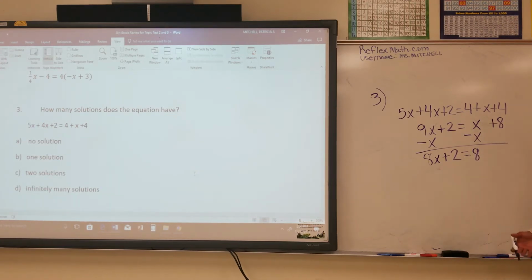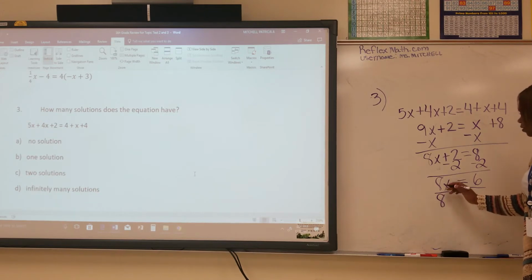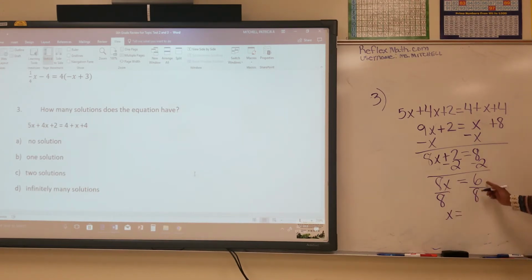Here, we can keep going because 8x plus 2 is not equal to 8. So we combine like terms. 8 minus 2 gives us 6. From here, we can go ahead and divide by 8 on both sides. And x does give us a solution of 6 over 8, and we can further reduce it.